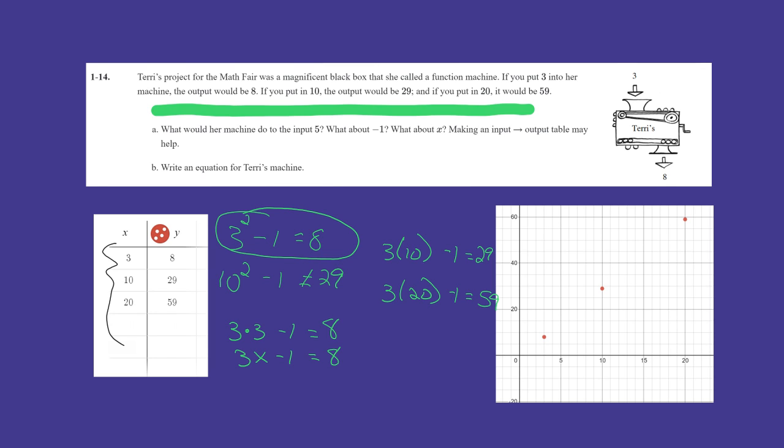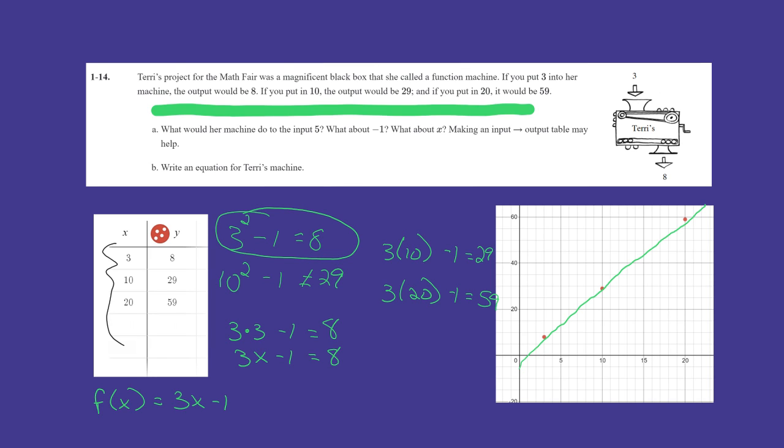So my function, because they did say this was a function machine, I would make it f of x equals 3x minus 1. If I do that, I'm going to end up with a graph that is linear. So I can connect all of these points, and those are the 3 points that they gave us.